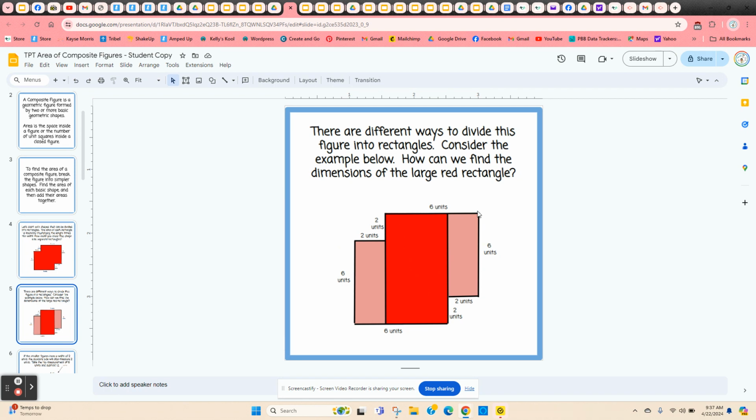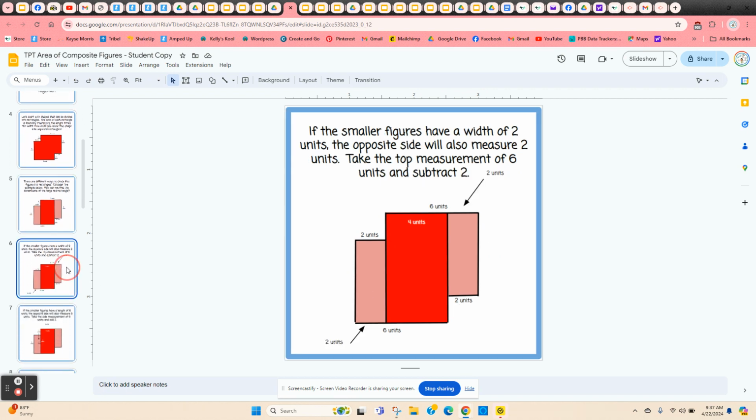Well, we know that this whole section is 6 units, and this part is 2. So if this is 2 units, this is also going to be 2 units, and that would make this 4. 6 minus 2. So we know this measurement is 4, and because it's a rectangle, the bottom measurement is also 4. Now, to find the side measurement, you've got 6 units here, which is 6 units here, plus 2 would give this one 8 units. And it explains that on each of the slides.